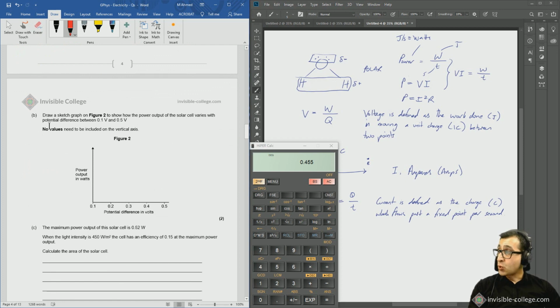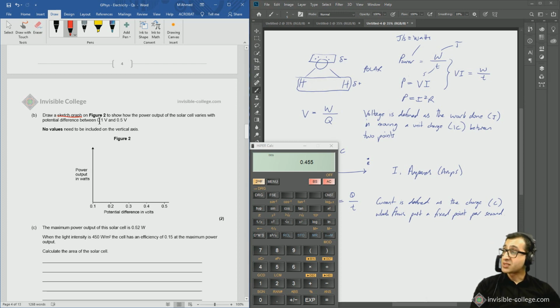Okay, so draw a sketch graph on figure 2. This is figure 2, right? to show how the power output of the solar cell varies with potential difference between 0.1 and 0.5. No values need to be included on the vertical axis. So you're being given the potential difference in volts, but they're asking you to sketch. There's that command word. When you're being asked to draw a sketch graph, all they're interested in is the shape of the graph. They're not interested in values particularly. They're just interested in how this variable affects this variable as this variable increases. They don't care about the units. They're specifically telling you do not need to put units on the vertical axis. Yeah. So how do we answer this question?